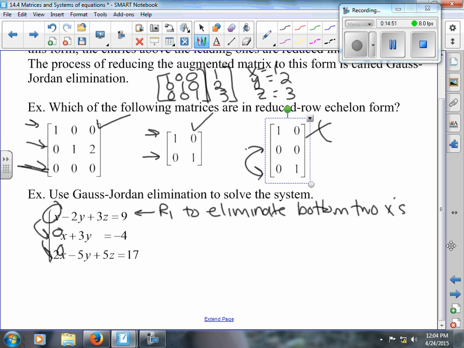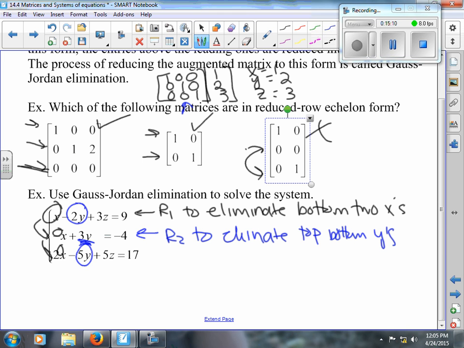Then you're going to use the second row, or the second equation, to eliminate the top and bottom y's, right? Just like they are in this one. And you have to use the second row to do that. So you're going to use this number to make those two zeros. And each one of these things takes at least one step.